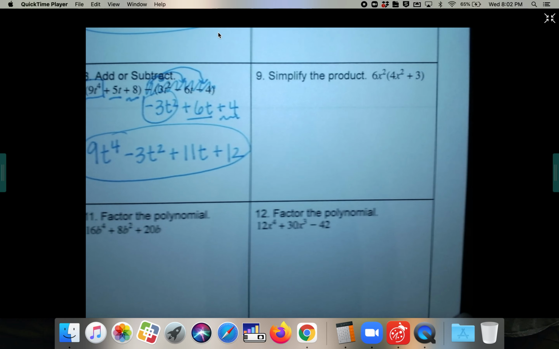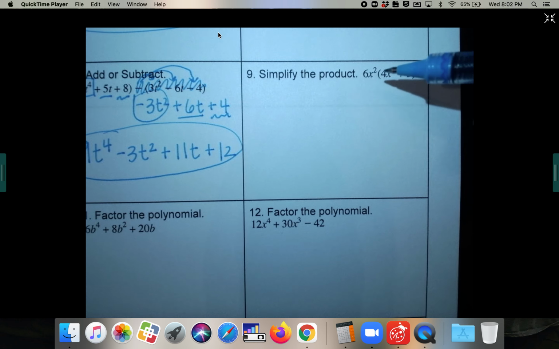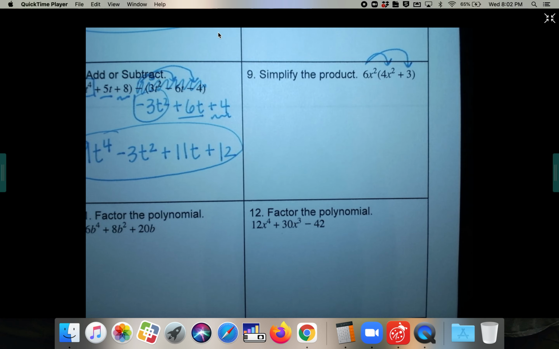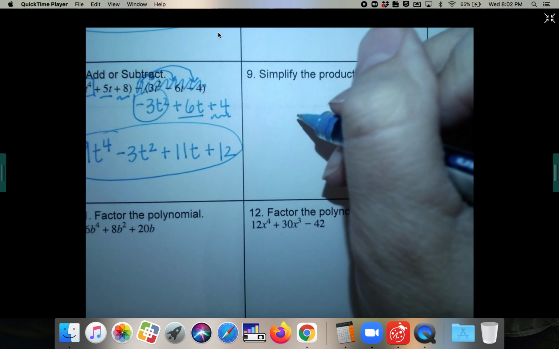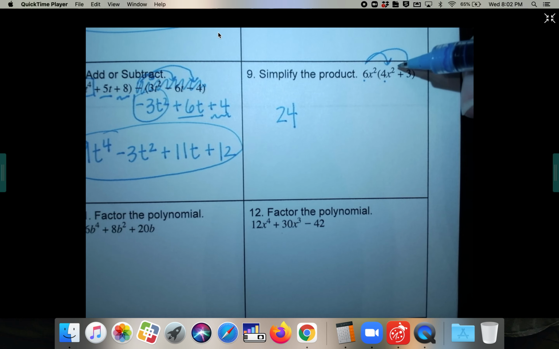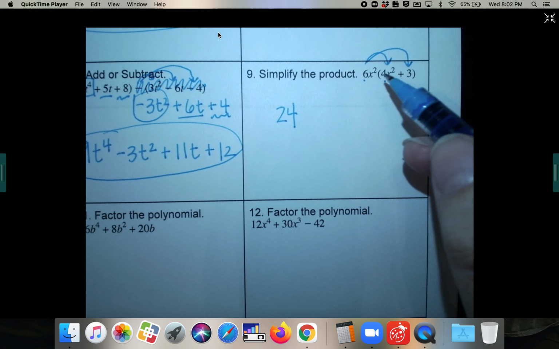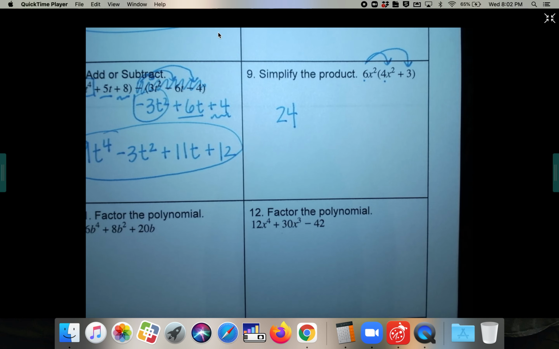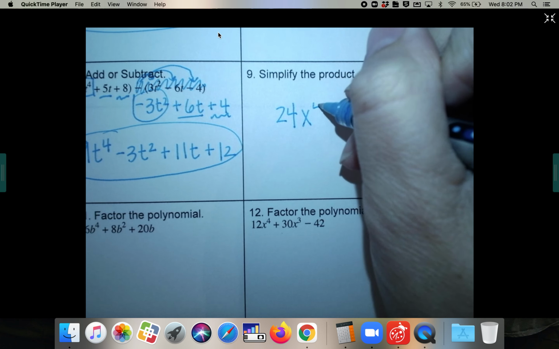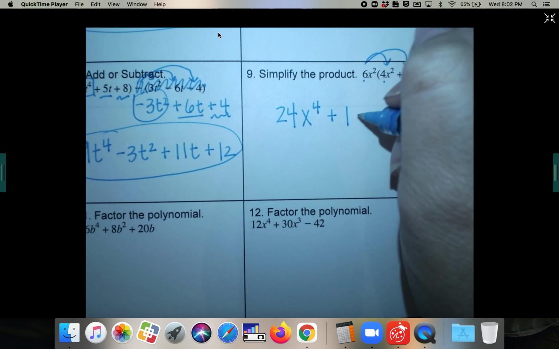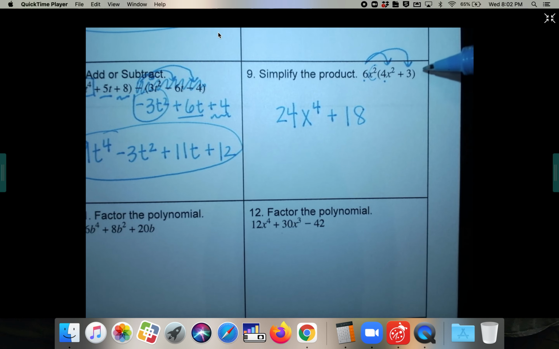All right, moving on to multiplying. This is a monomial being multiplied by a binomial, so all it's doing is distributing. So you are just going to multiply by distributing. So 6 times 4 is 24. X squared times x squared is x to the 4th. Remember our previous unit of what happens when you multiply variables with exponents. The exponents get added. So this is x to the 4th now. 6 times 3 is positive 18. And don't forget the x squared goes with it.